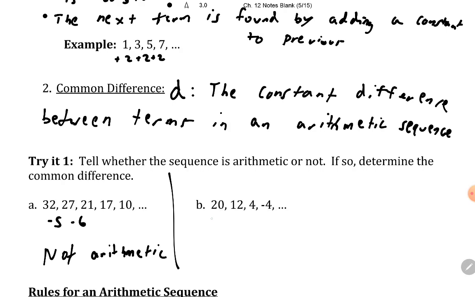Part B, this is minus 8, minus 8, minus 8. So this one is arithmetic, and our common difference is minus 8.